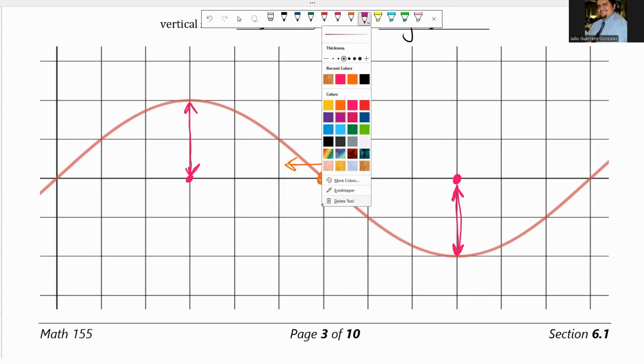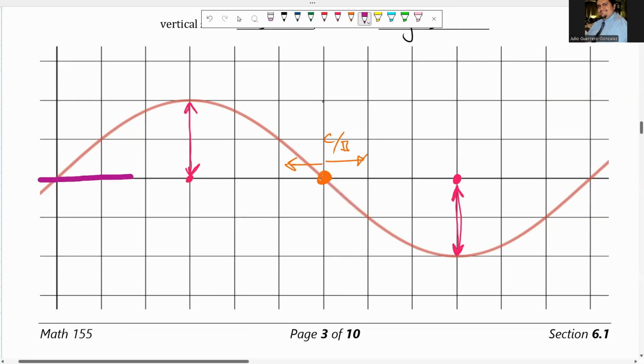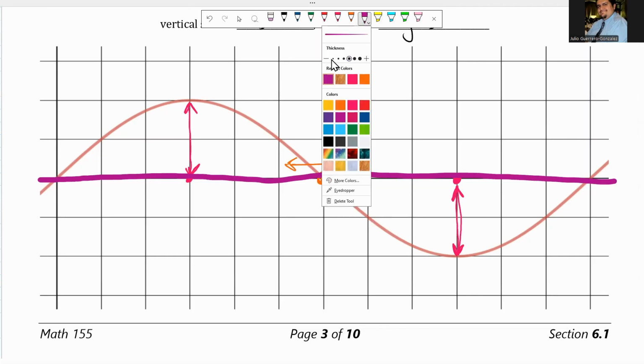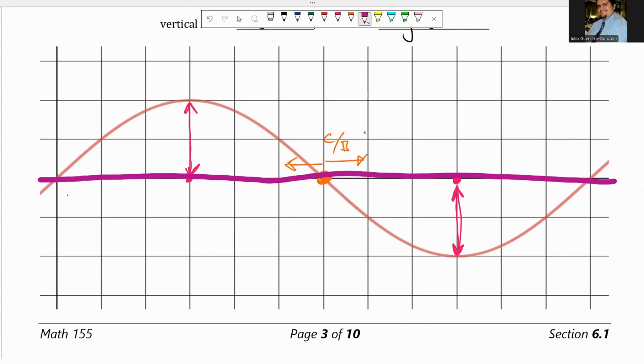From my midline. So hopefully you guys see this. Here's my midline. You see how it sort of slices my graph in half? This right here is my y is equal to d. That is my midline. That's what my vertical shift, what I need to move it up, down, left, right to. Well, up, down for sure.